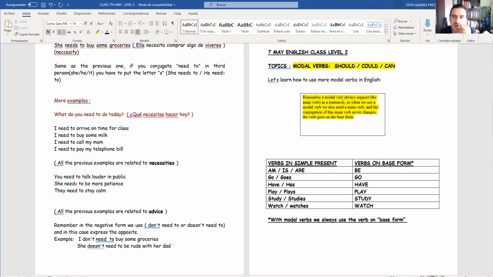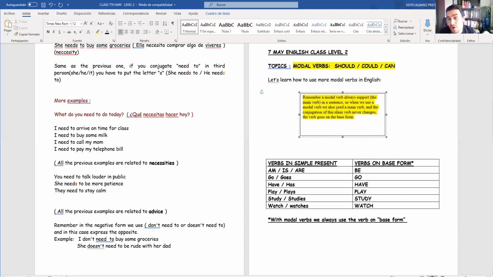Remember, a modal verb always supports the main verb in a sentence, okay? So when we use a modal verb, we also need a main verb. And the conjugation of this main verb never changes. The verb goes in the base form, okay? Traducción. Siempre que usamos un verbo modal, el verbo modal, como su nombre lo indica, soporta, apoya a un verbo principal. Aquí les coloqué, the support, soporta the main verb, el verbo principal, en una oración.